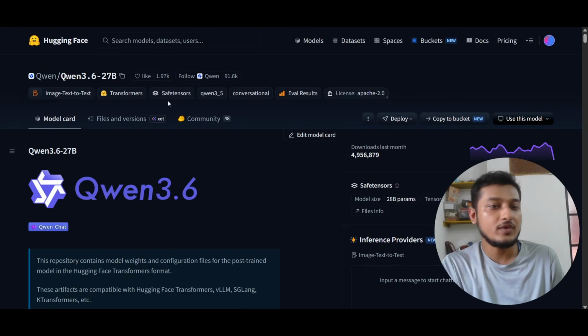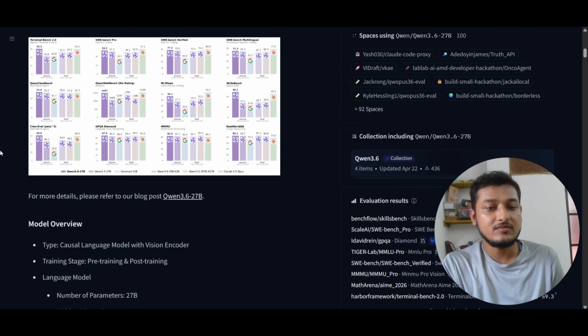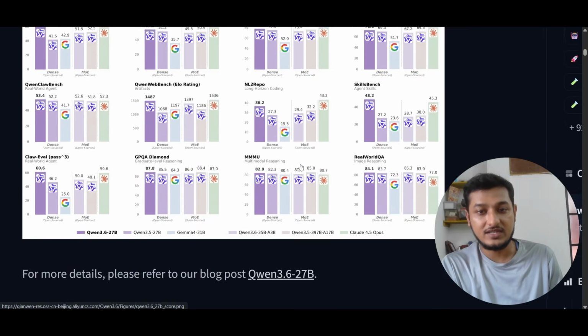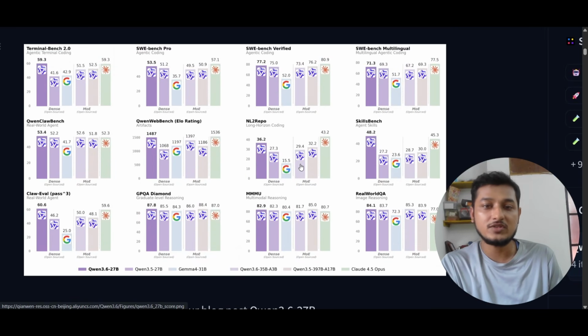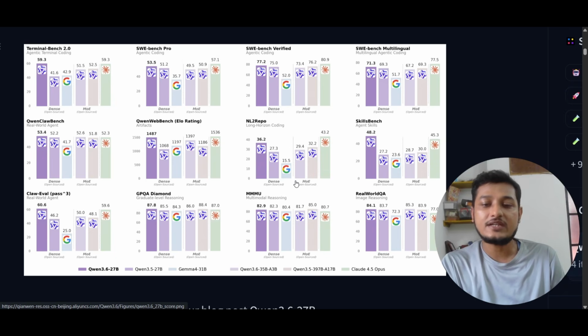And if you go to this Qwen 3.6 27 billion model, you see they compare this model with Claude 4.5 Opus, and we all know Claude 4.5 Opus is also a very great model, and they are actually providing the same kind of capability as an open source model. So that's why people are interested in this Qwen 3.6 27 billion, because most of the tasks you can easily do with this 27 billion model.